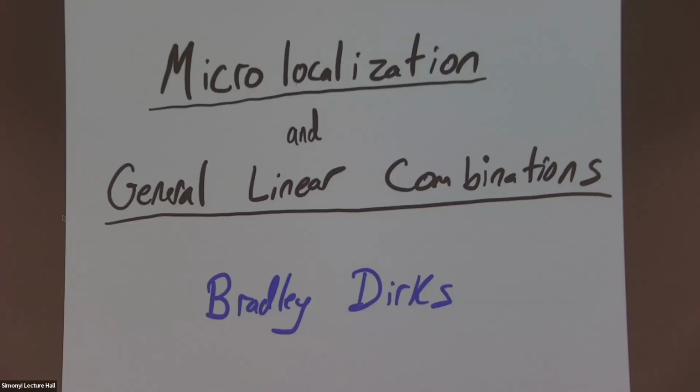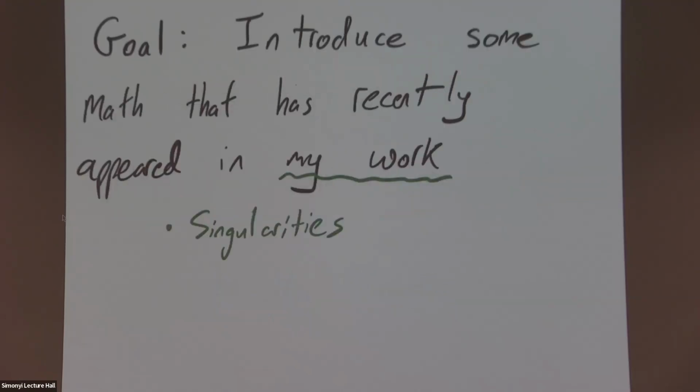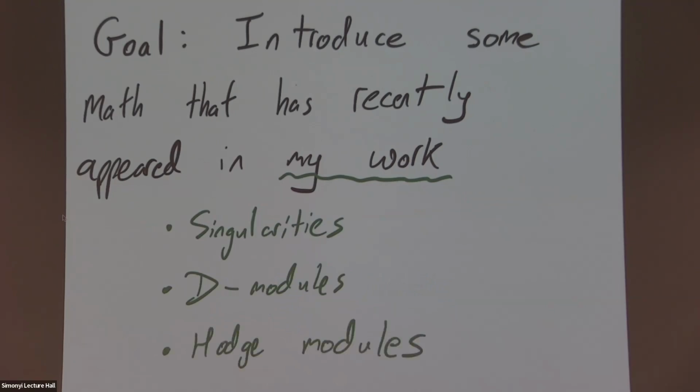Yeah, thanks so much. Okay, so I'll just talk about the goal. I'd like to introduce some math which has recently appeared in my work, so it's the title of the talk. But I guess I'll say what I work on. I like to think about singularities in complex algebraic geometry. D modules are the usual tool I use to study these singularities, and specifically Hodge modules, which are some enhancement of D modules. So if you're interested in these topics, please come talk to me at any point.